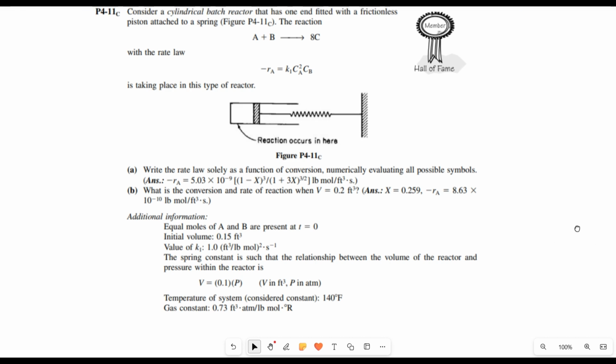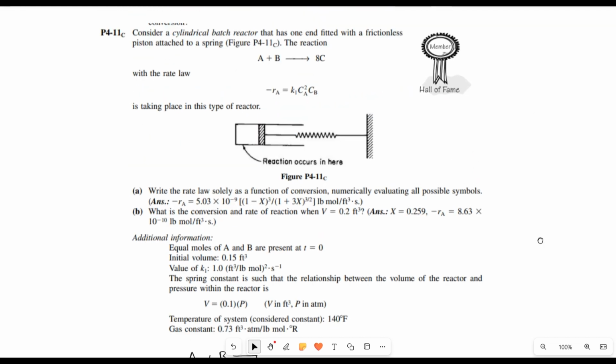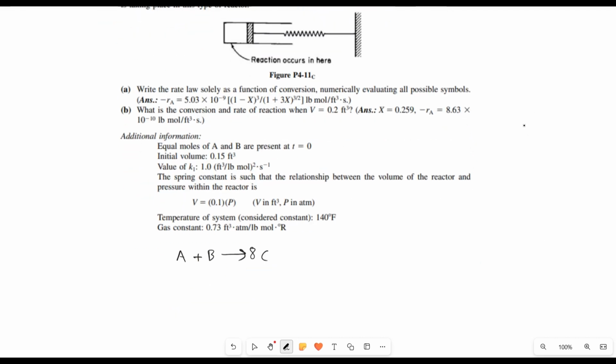Okay. Now to solve this, the reaction given here is A plus B gives 8C. And volume and pressure are related like this. So V is equal to alpha P. I am writing alpha; suppose alpha is equal to 0.1. I am writing with notation symbols, and I will retain the notations while solving the problem and finally evaluate the value of each notation. Now V is equal to alpha P. Also, as said, the gas behaves ideally.